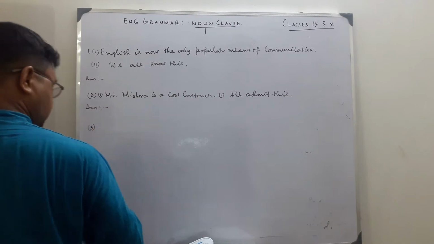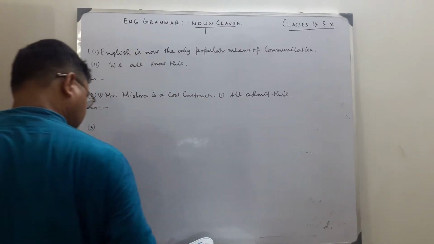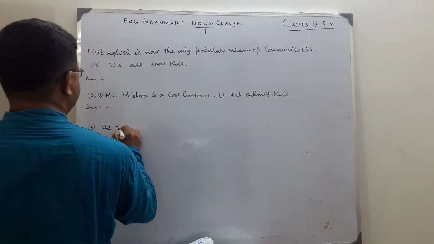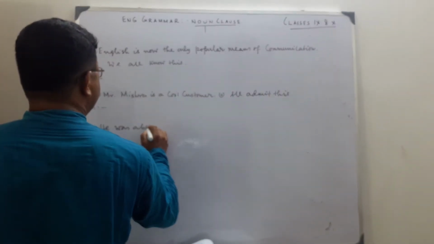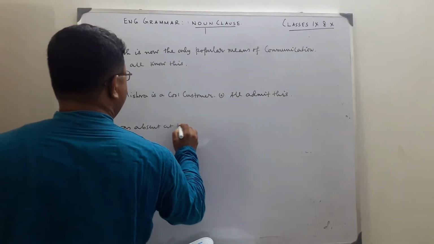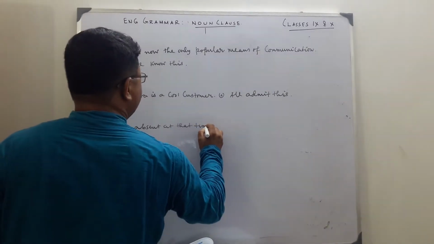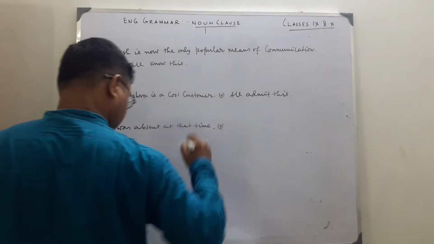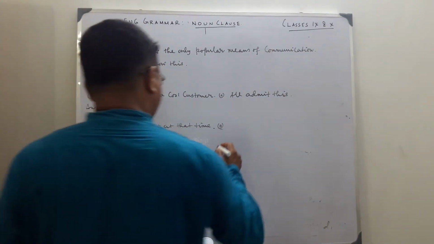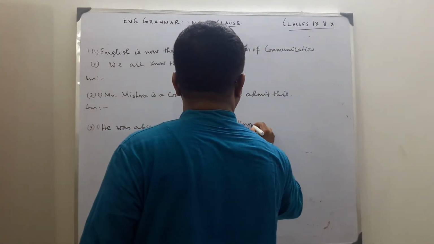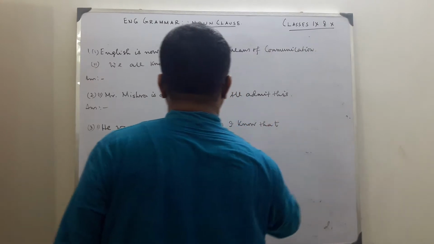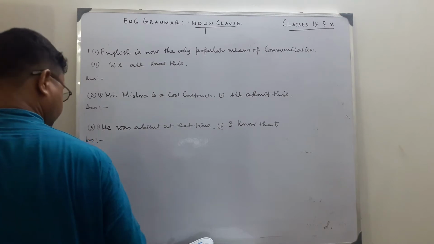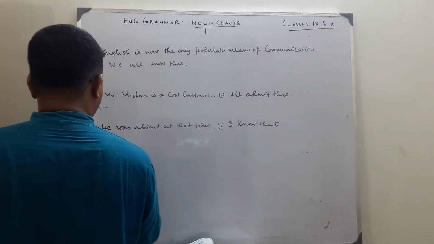Number 3, suppose he was absent at that time. He was absent at that time. Okay, number 1 sentence. Number 2, I know that. Okay, now make the answer.